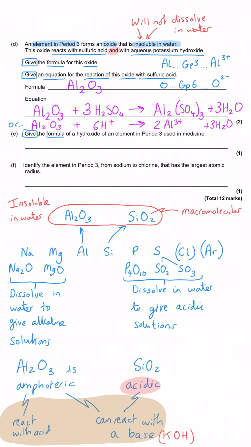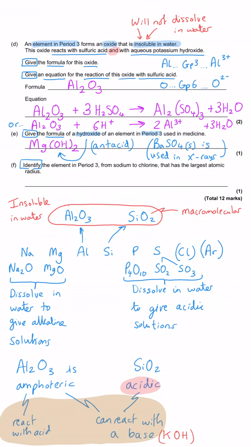Part E asks us to give the formula of a hydroxide of an element in period 3, which is used in medicine. Now there are 2 group 2 elements that are used in medicine. There is magnesium hydroxide, which is used as an antacid, milk of magnesia, and there's barium sulfate in barium meals. And obviously, since they're asking us about the hydroxide, they want magnesium hydroxide. So its formula is Mg(OH)2.